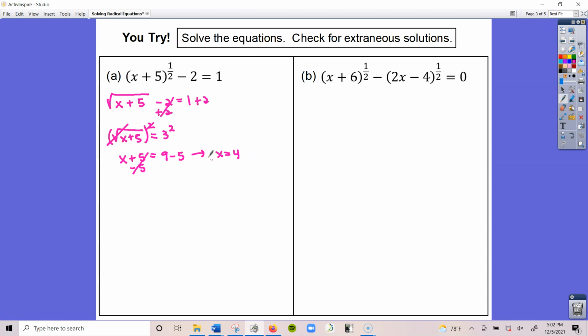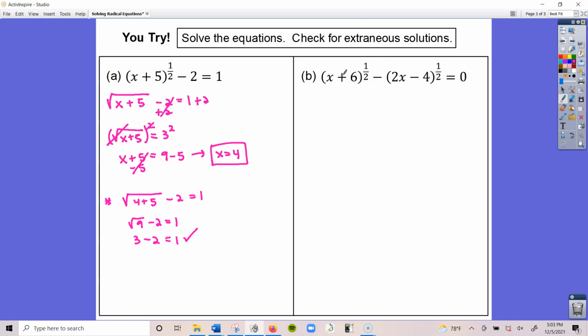Before I can confidently say that this is my answer, I'm going to plug it back into my original equation and make sure that it holds. So we have the square root of 4 plus 5 minus 2 is equal to 1. The square root of 4 plus 5, that's the square root of 9, and the square root of 9 is 3. And 3 minus 2 does equal 1, so therefore this is indeed a solution.